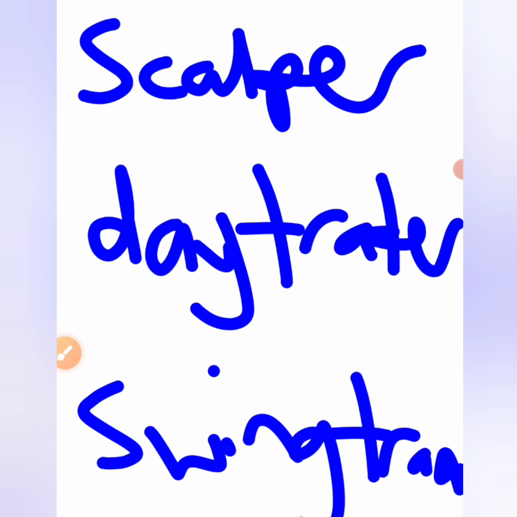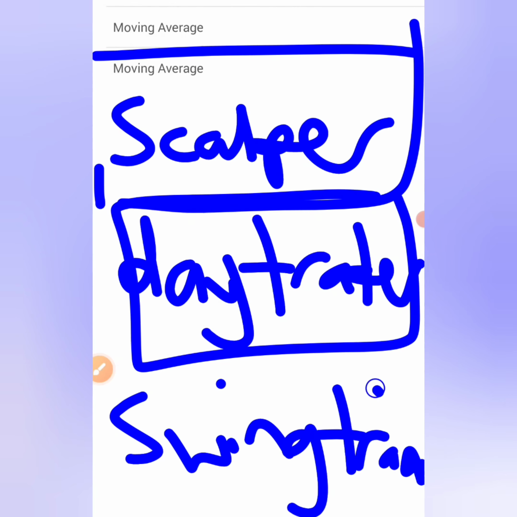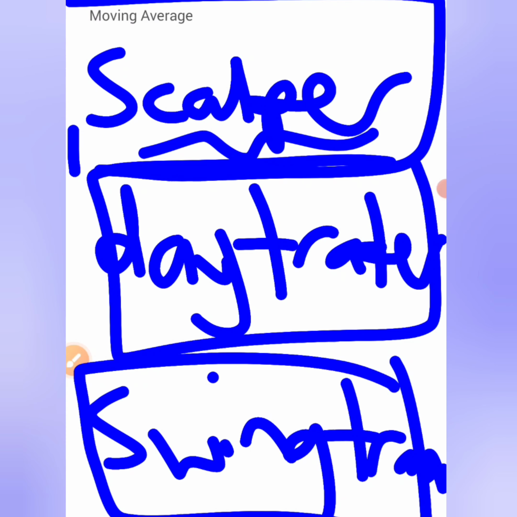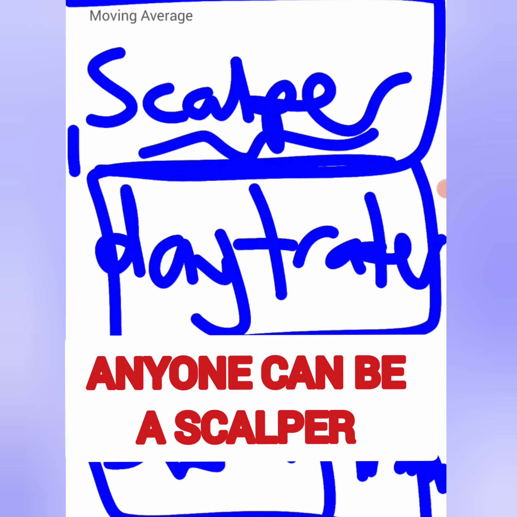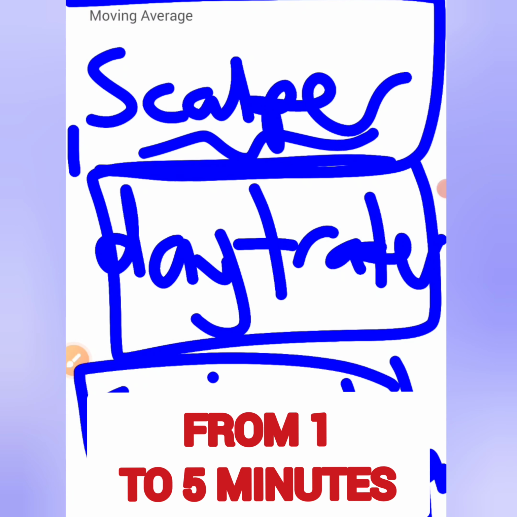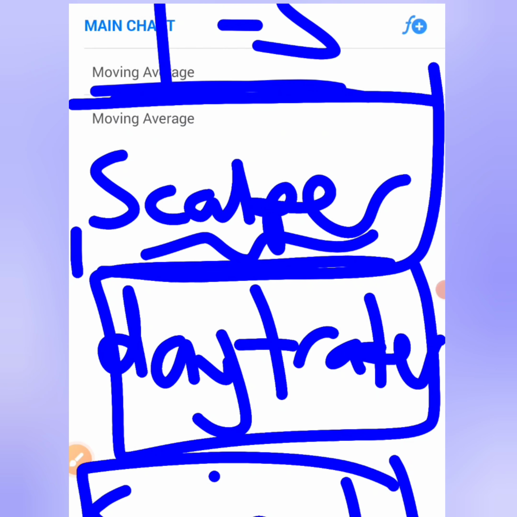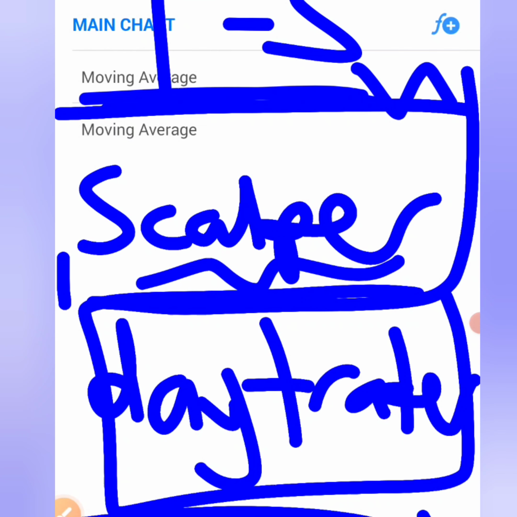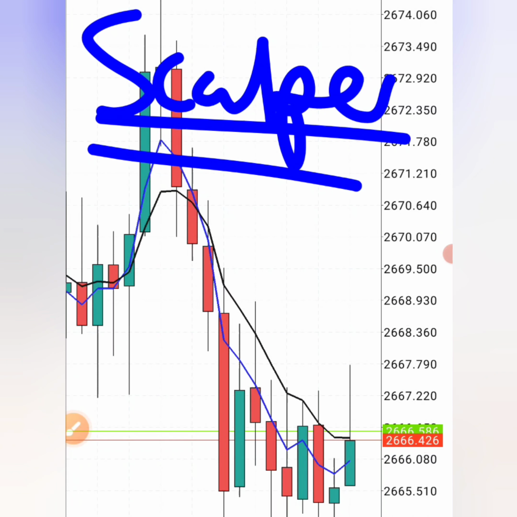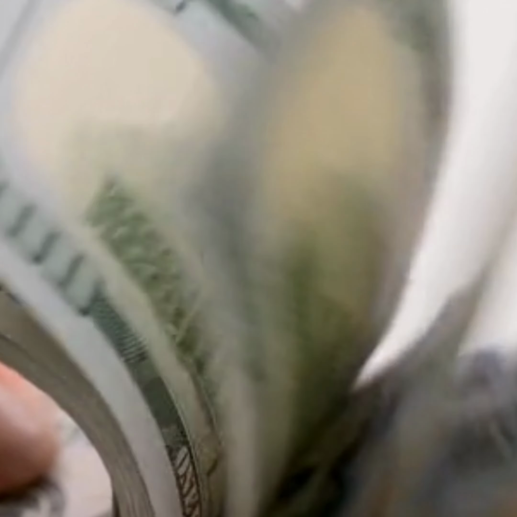But if you haven't traded forex before, and if you don't know if you're a scalper or a day trader or a swing trader, then you must start by being a scalper, because anyone can be a scalper. Anyone can hold a trade from 1 to 5 minutes. Even if you're a day trader, it's very easy for you to hold a trade for 5 minutes or less. So because of that, right now I'm going to show you how you can use 3 multiple time frames to actually make real money as a trader.